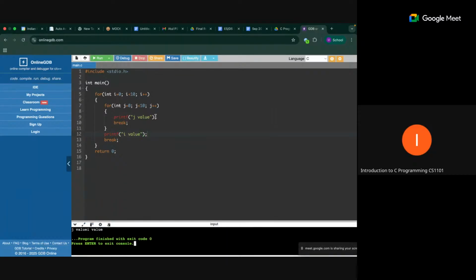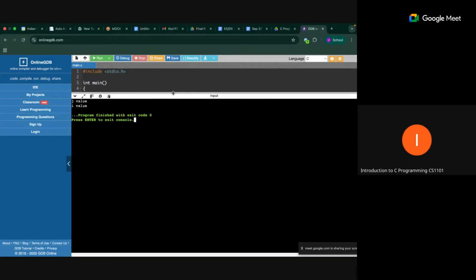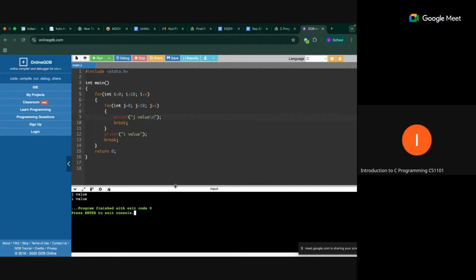Can you see, people, how many times the j loop works? Once, exactly. Why so? Because we have used a break. So break, what does it do? Exit the loop.